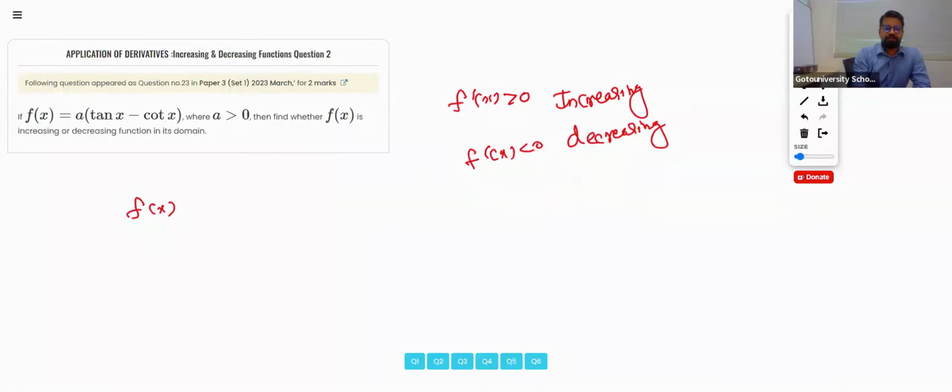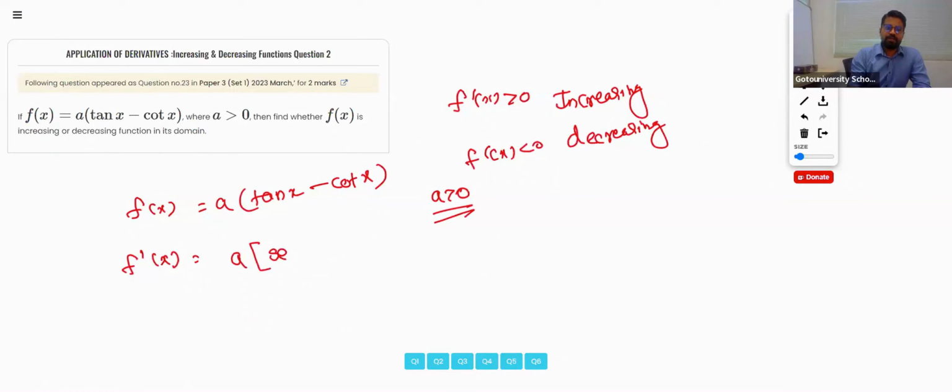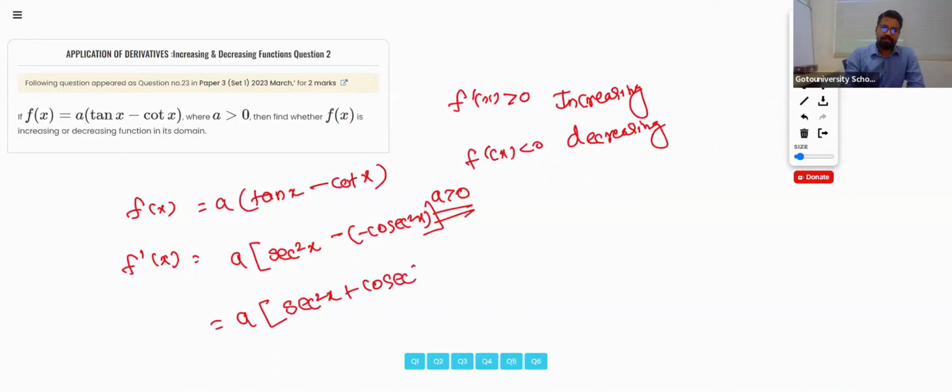So what is f of x? F of x is a into tan x minus cot x. And they are told clearly a is greater than 0. So let us differentiate with respect to x. A into secant square x. Remember, differentiation of tan x is secant square x, and minus of minus cosecant square x. So what is happening to our expression? A into secant square x plus cosecant square x.